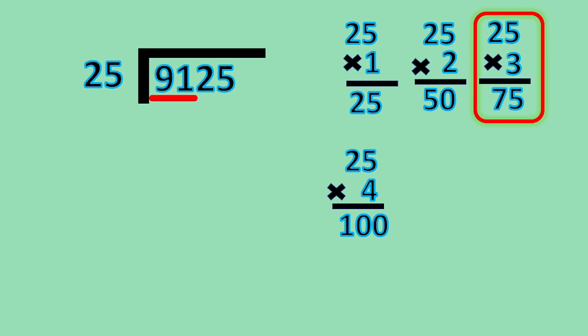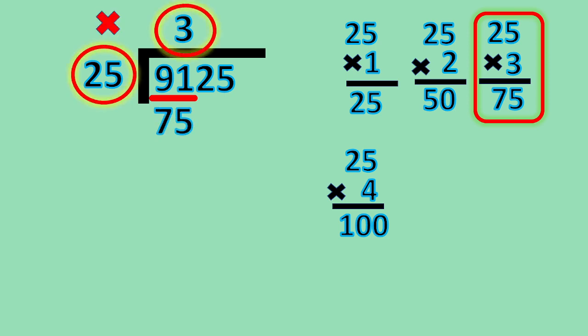We write 3 above the 1. So 25 times 3 is equal to 75. Subtract 91 minus 75 is equal to 16. Next, bring down the digit 2 in the dividend. So it becomes 162.